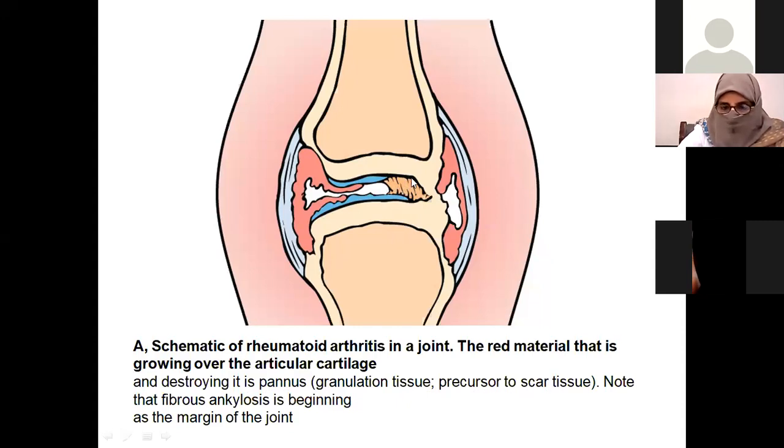ठीक है, ये fibrous ankylosis हो गया. जब ये fibrous ankylosis calcify हो जाएगा तो it is called bony ankylosis. And what you can see over here, यहाँ पे joint space खत्म हो गई क्योंकि यहाँ पे bone हो गई है, and it will make the joint stiff and immobile.